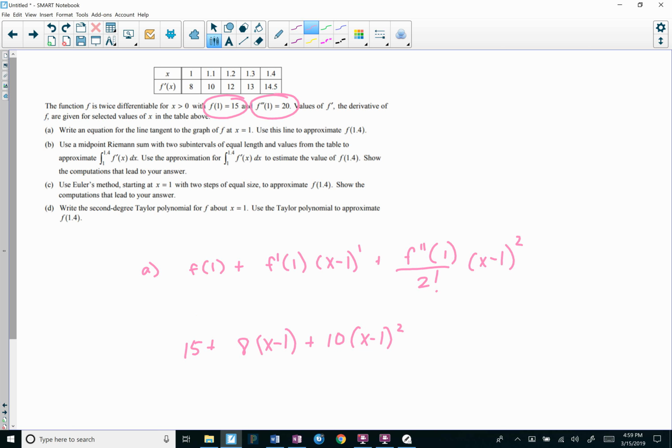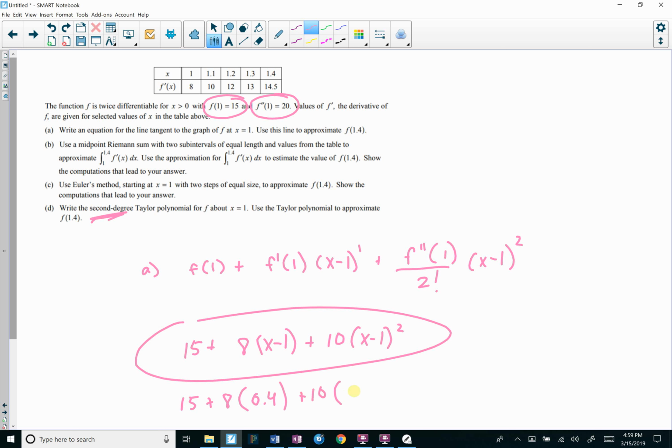So there's my Taylor polynomial. It said of second degree, so I have my second degree there. Now it says use it to approximate 1.4. So I need to plug in 1.4. So when I do that, I get 0.4. 10 times 0.4 squared. Do a little calculation off to the side. You end up getting 19.8. And that part was only worth 2 points. 1 for your Taylor polynomial, 1 for your approximation.